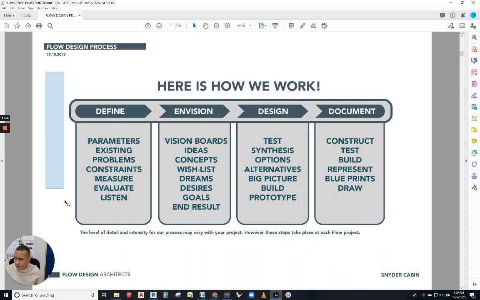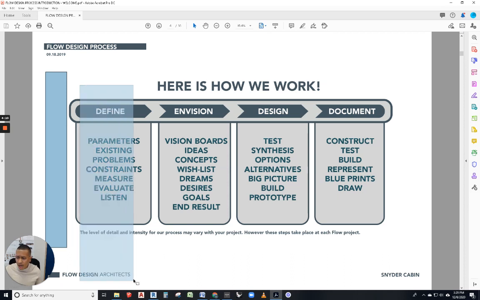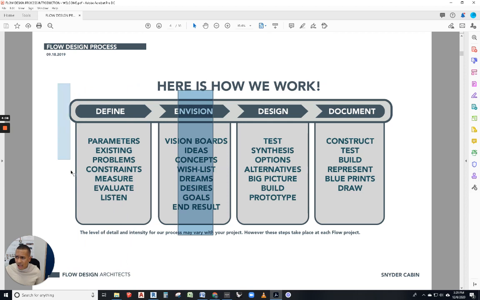Well, the proposal is written here. It's basically step 0, right? You don't start doing define or envision until you already have a signed contract. You don't start anything until you have a signed contract. And the proposal is our contract. So basically it starts in here.